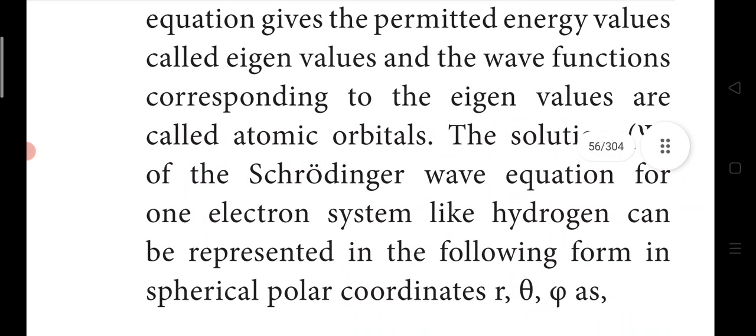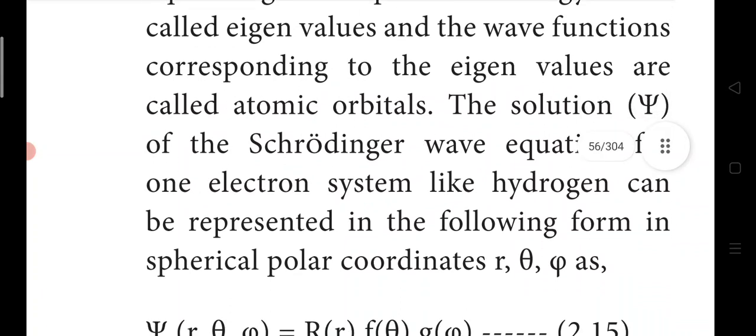The solution psi, what is psi? Psi gives the coordinates of an electron, x, y, z, and it does not have any physical meaning. Last class itself we saw. The solution of the Schrodinger wave equation for a one electron system like hydrogen can be represented in the following form, which is in the spherical polar coordinates r, theta and phi.